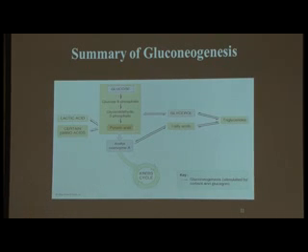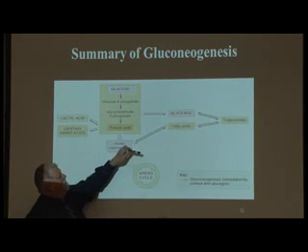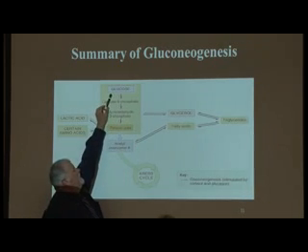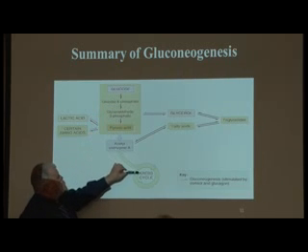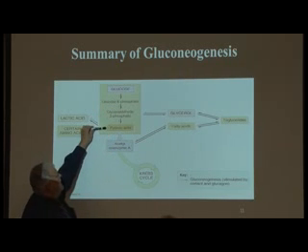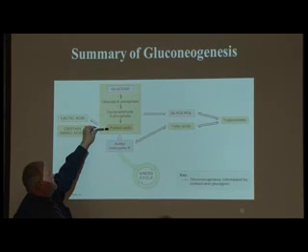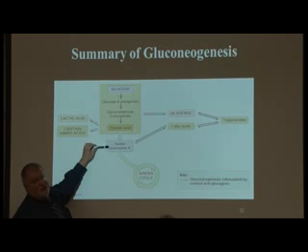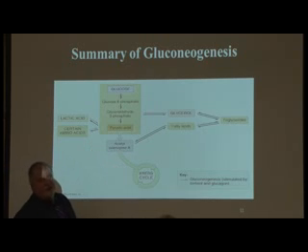So for gluconeogenesis to work, I either have to take a compound that I can convert to glucose and run it through this metabolic pathway, or come up with a compound that I can convert to a 3-carbon sugar or a 2-carbon sugar to drive it through the pathway.